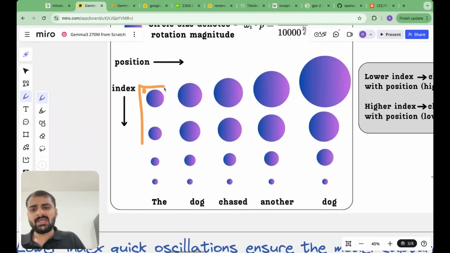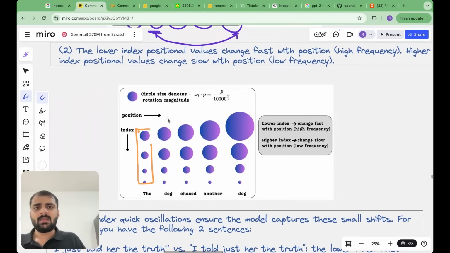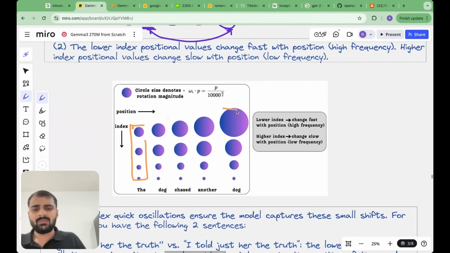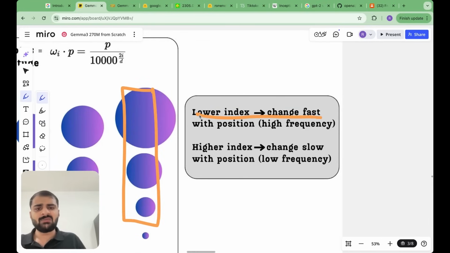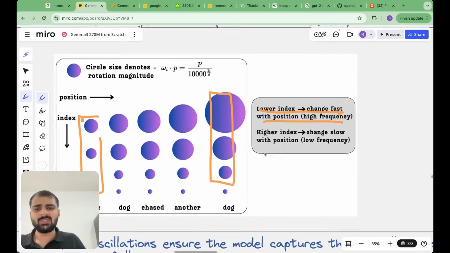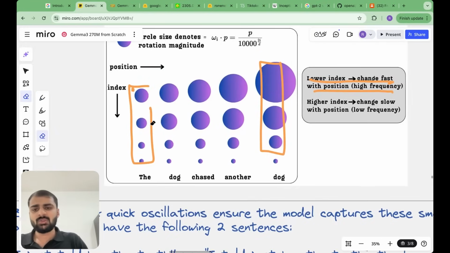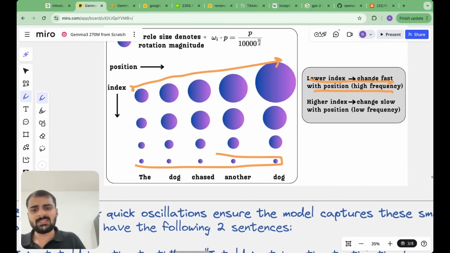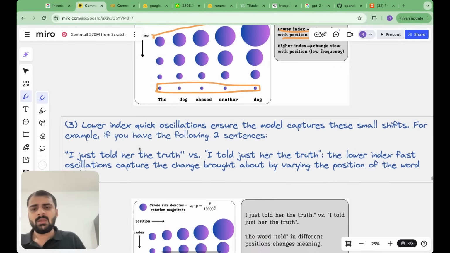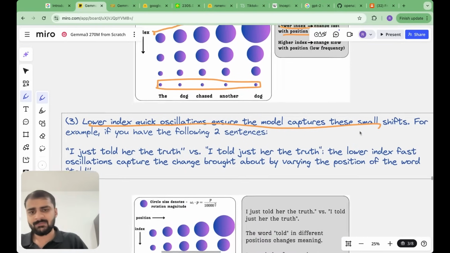Also check that the lower indices oscillate faster as compared to higher indices. So lower indices change fast with position, higher indices change slow. And the way to see this is actually not in these columns, but check the amount of variation, right? In these lower indices, there is so much change in the circle size. But in the higher indices, the circle size almost remains the same.